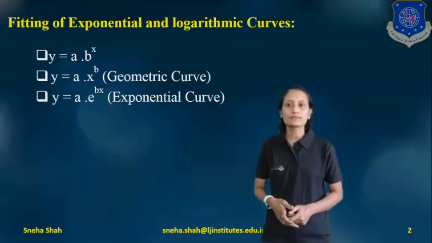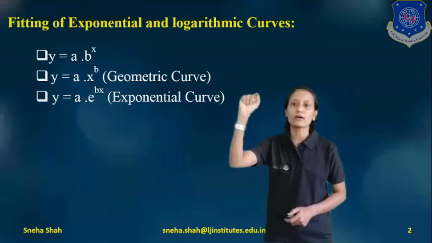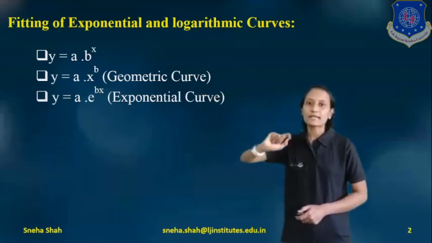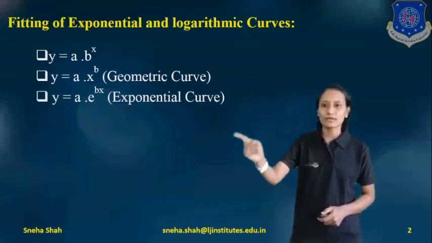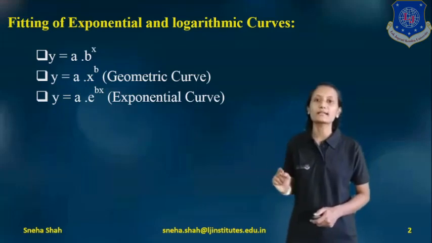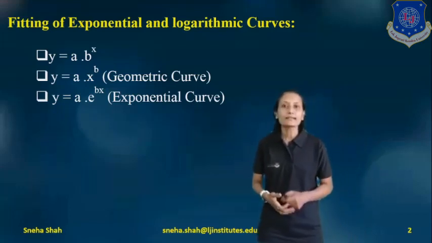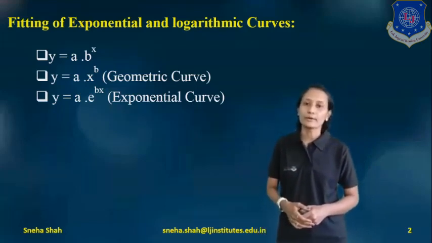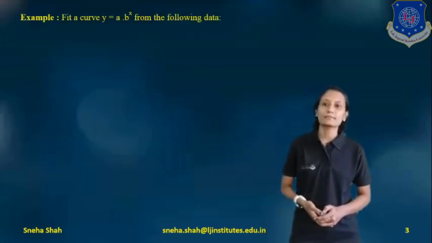In this, the equation will be in the form of y equals a into b raised to x, or y equals a into x raised to b. So it will be considered a geometric curve. And if we take y equals a into e raised to bx, it will be considered an exponential curve. So if we have e raised to something, it is considered an exponential curve. Otherwise it is considered a geometric curve. To understand this, we will take one example.